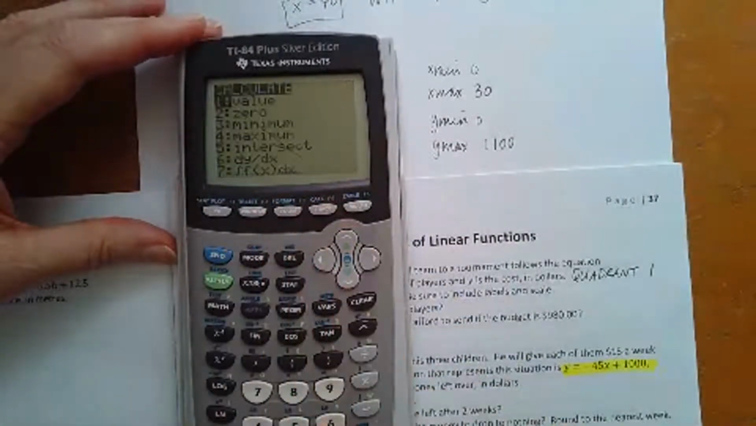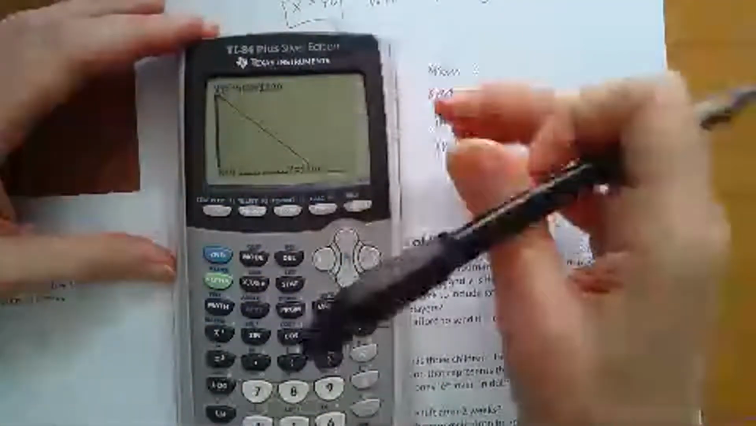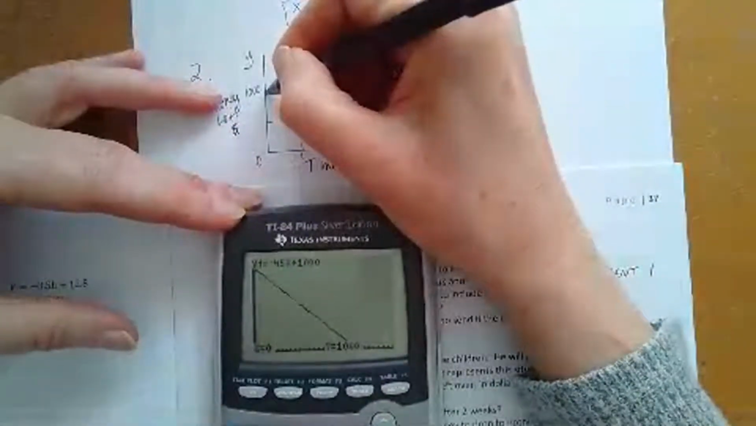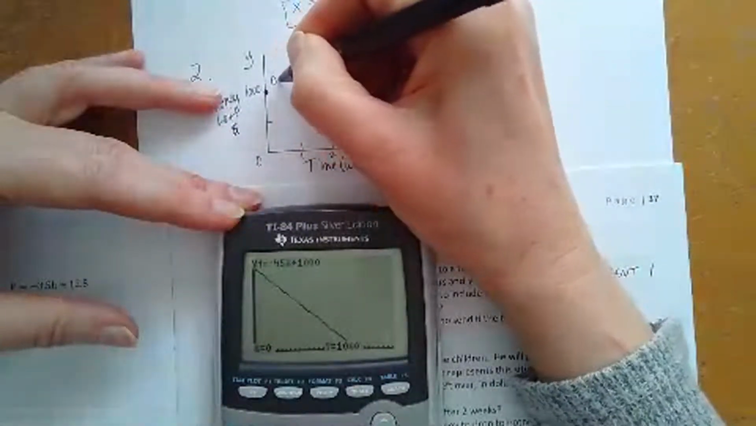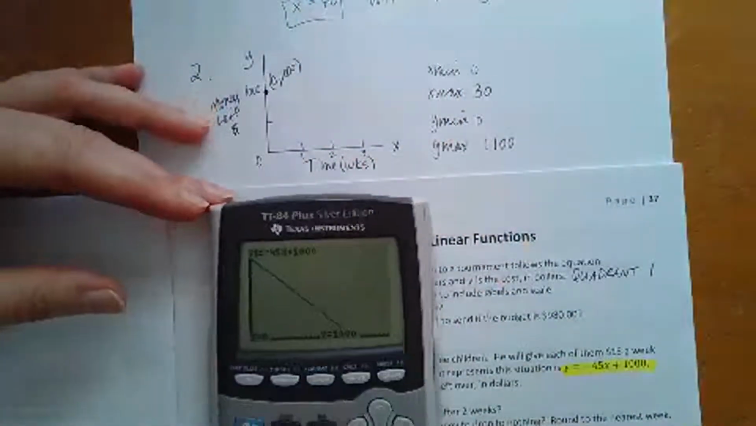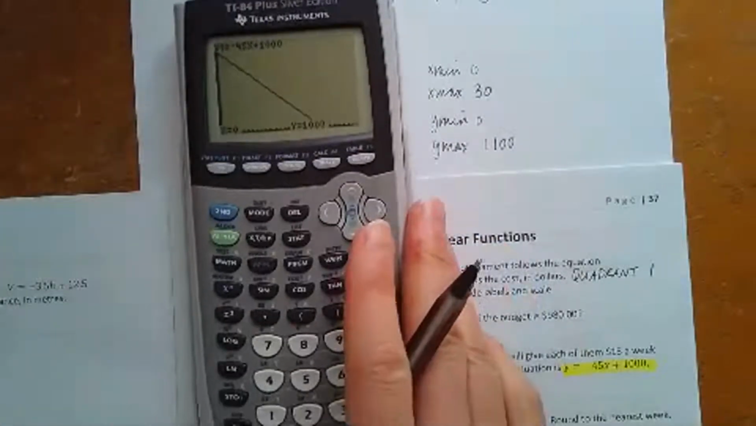So second trace value, and sure enough, the y-intercept is 1,000. So that's right up here. It's my first point. When x is 0, y is 1,000. Now I've got to find my x-intercept. I hope I left enough room.